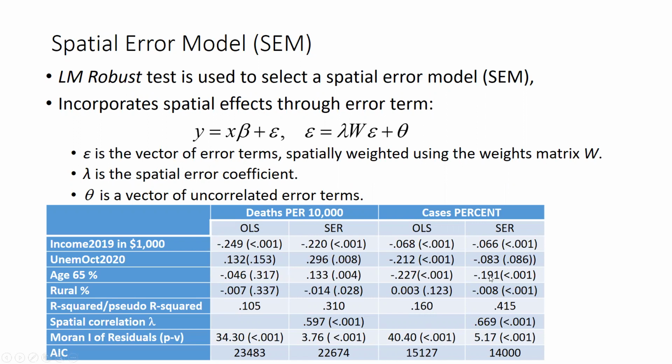Now here, the percentage of the age over 65 is significant, but is negatively related to the cases of COVID-19. I can think of a reason for that. Older people are more likely to stay away from crowds to prevent the COVID-19 spread. The same reason applies to the percent of rural area, which is significant, but negatively related to the COVID-19 cases. Okay.